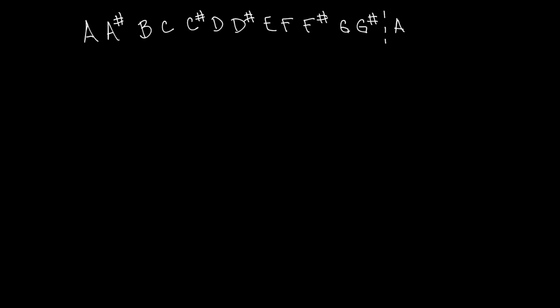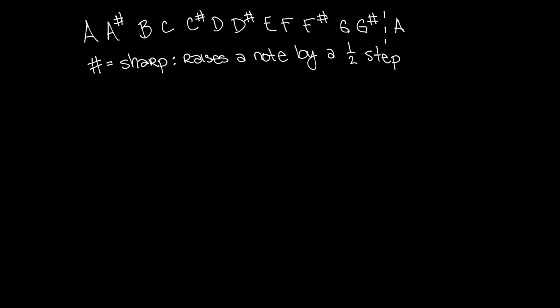Welcome back, everyone. In the last video, we talked about the chromatic scale as it relates to sharps. And if you weren't here for that last lesson, this symbol is what we call in music a sharp, and the function of a sharp is that it raises a note by a half step. And so then we also had to define, well, what is a half step? And we understood that a half step is this distance. It's any two consecutive notes that are in the chromatic scale.